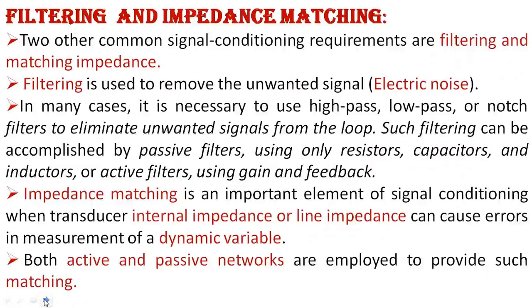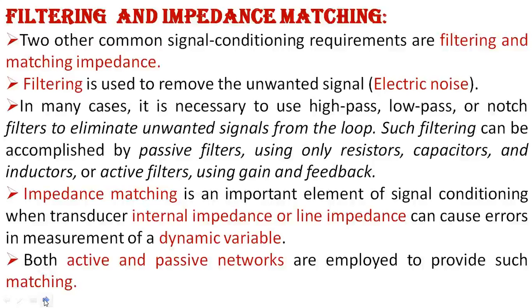Next one is the filtering and impedance matching. Two other common signal conditioning requirements are filtering and matching impedance. Filtering is used to remove the unwanted signal, that is the electric noise. In many cases, it is necessary to use high pass, low pass and notch filters to eliminate unwanted signals from the loop.